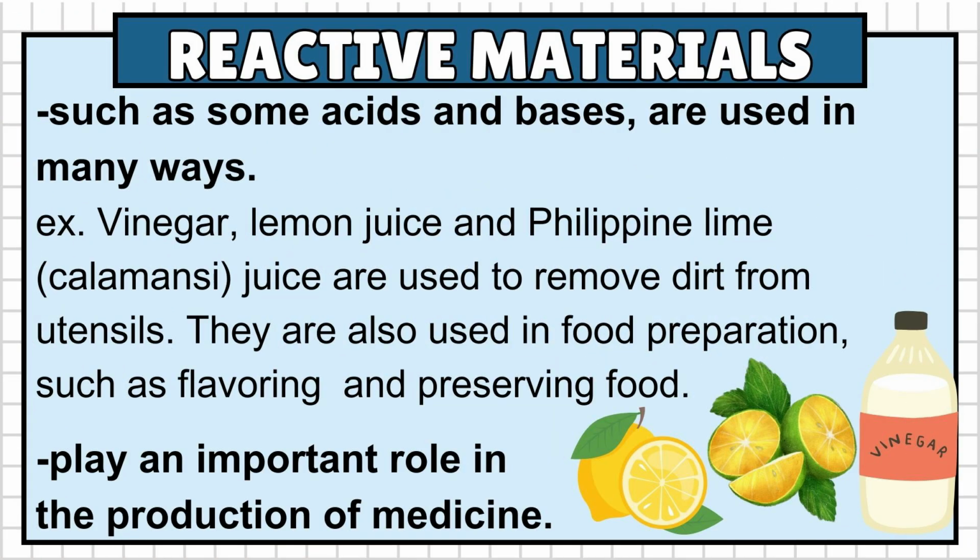Reactive materials such as some acids and bases are used in many ways. Example: vinegar, lemon juice, and Philippine lime, calamansi, juice are used to remove dirt from utensils. They are also used in food preparation, such as flavoring and preserving food. Reactive materials also play an important role in the production of medicine.